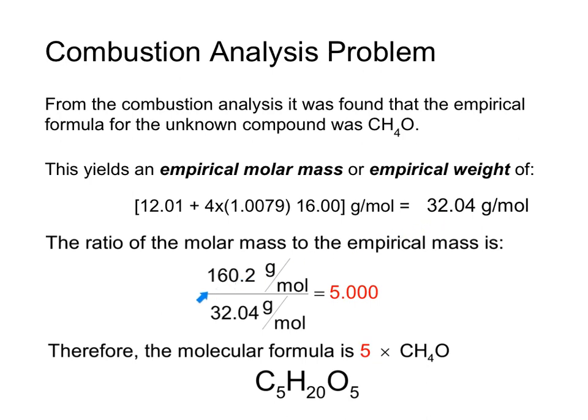And we divide our molar mass that we were given by that empirical formula mass to get a factor of 5. In other words, our actual compound is 5 times larger than what our empirical formula was. And so we need to multiply all the subscripts in our empirical formula by 5. Our empirical formula was CH4O. Therefore, our molecular formula is C5H20O5.